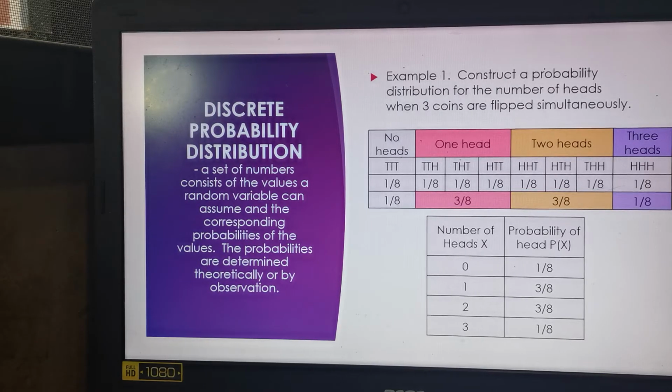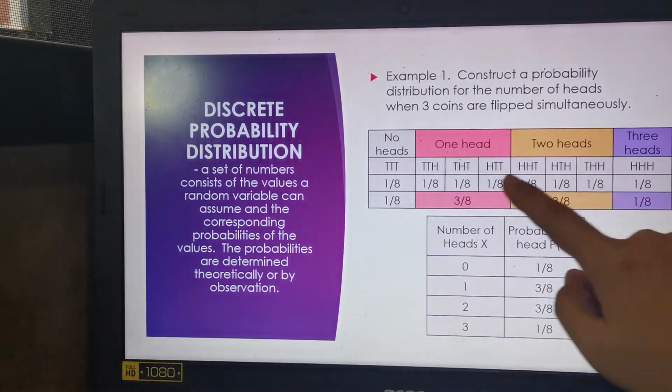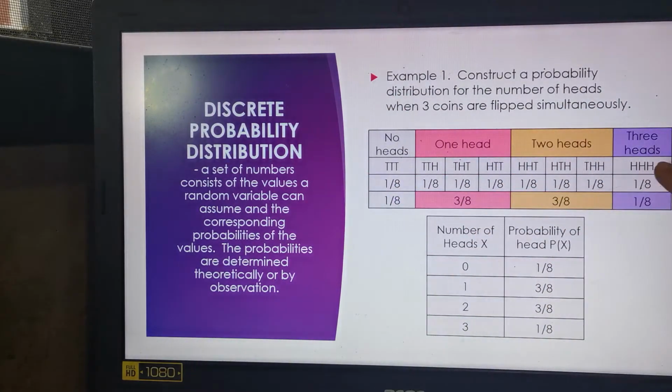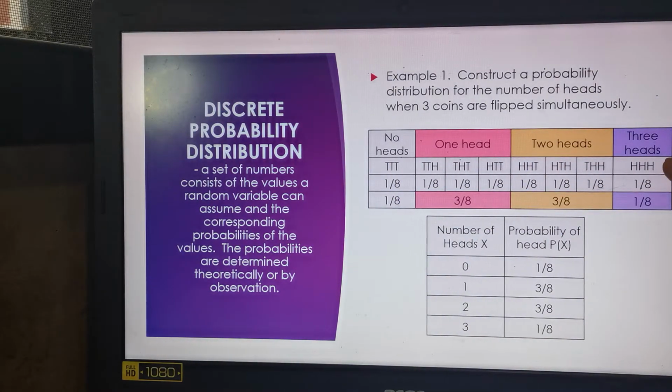So, what is our event here? Flipping 3 coins simultaneously. And then, this is our sample space or the possible outcomes. So, they are all there. In order for you to be sure that you will be listing all possible outcomes and you will not be missing any of them, use the tree diagram. This time, I already listed them to save some time.